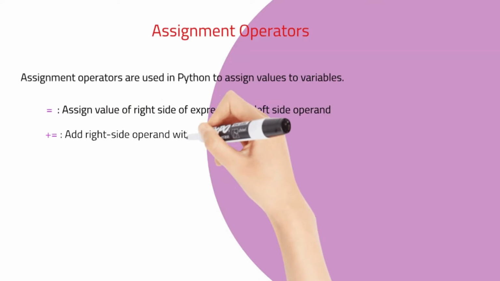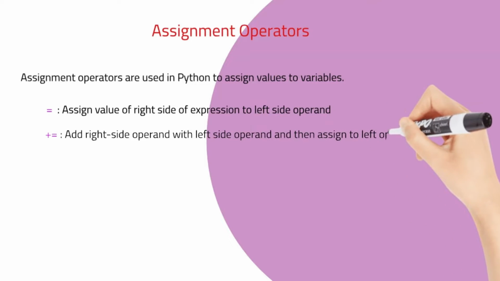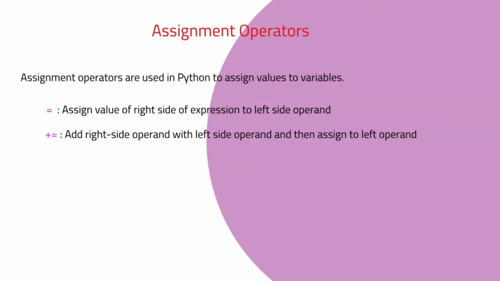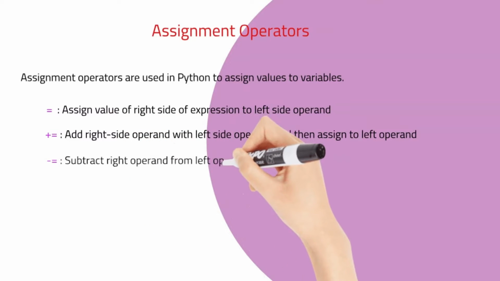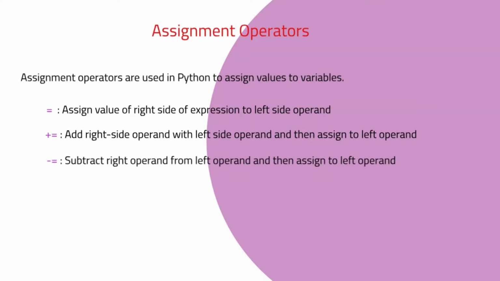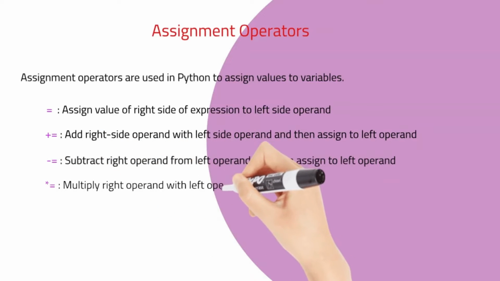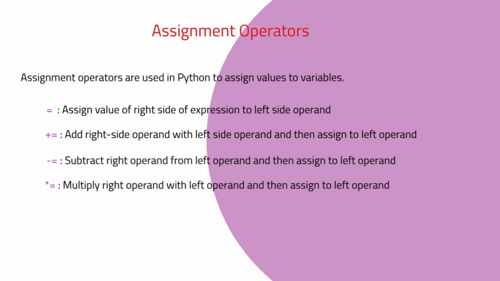Plus equals, also known as plus and. It adds the right side operand with the left side operand and then assigns to the left operand. Minus equals, also known as subtract and. It subtracts the right operand from the left operand and then assigns to the left operand. Multiply equals, also known as multiply and. It multiplies the right operand with the left operand and then assigns to the left operand.